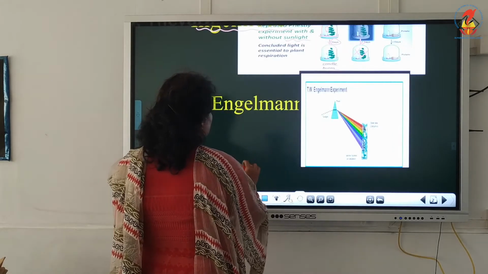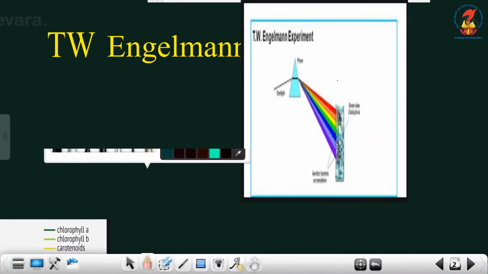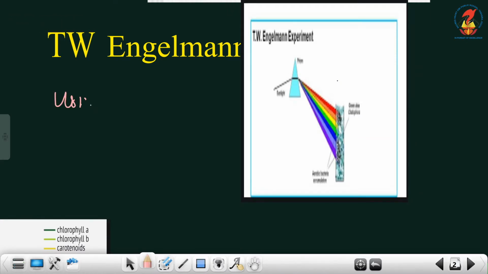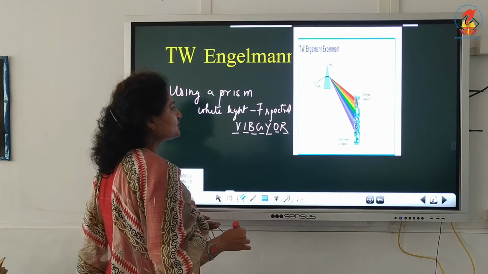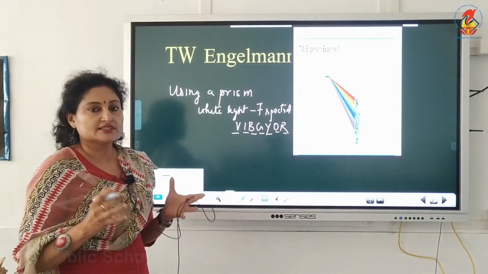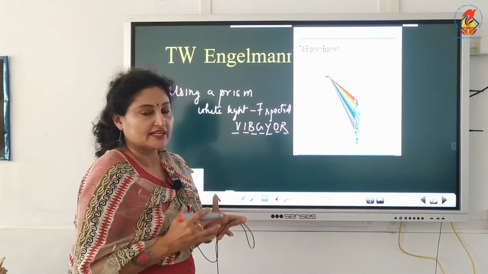Next experiment was by T.W. Engelmann. T.W. Engelmann, using a prism, split white light into its 7 spectral components. We know the 7 colors: VIBGYOR, violet, indigo, blue, green, yellow, orange, and red. And this was made to illuminate a suspension of an alga called Cladophora along with aerobic bacteria.